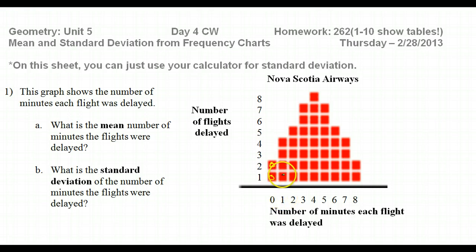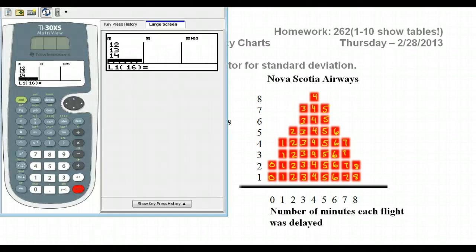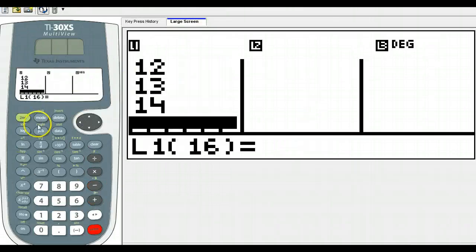This is a 1, so that means this flight was delayed 1 minute. These 4 flights were delayed 1 minute. These 5 flights were all delayed 2 minutes. These 7 flights were all delayed 3 minutes. And so on.